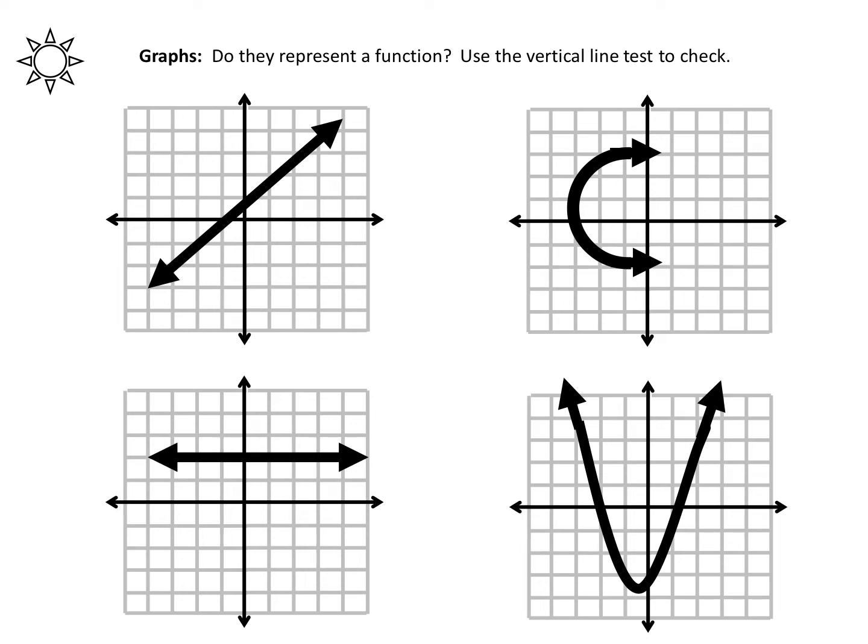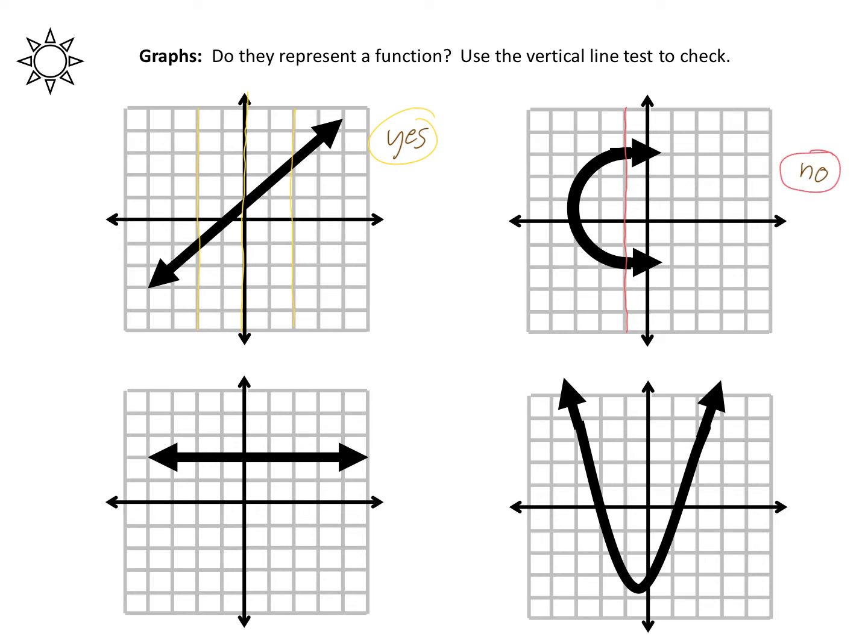Well, for the first one, it doesn't really matter where you draw your vertical line. You're only going to pass this line or relation at one point. So, yes, this is a function. If you look at the one on the right, you'll see that you can draw a line that passes the relation in 2 points. So, no, it is not a function.